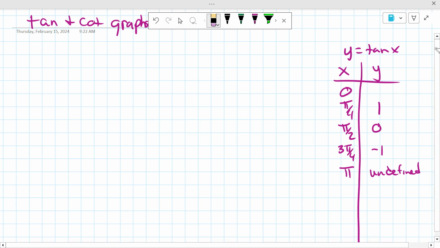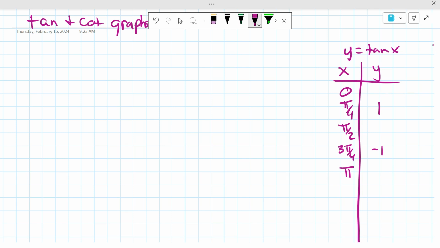Is this upside down? I think this is upside down. Because this is 0 divided by 1, right? Y divided by x. So this would be 0. And then pi over 2 would be undefined, right? Because tangent is y over x. And this would be 0.